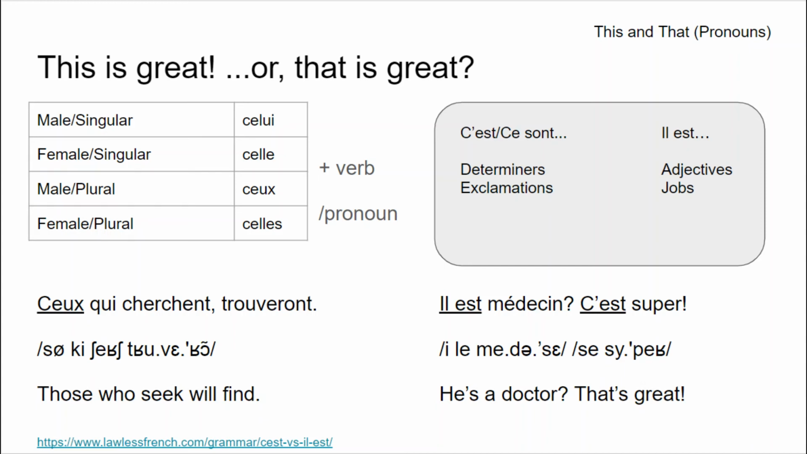On the right side, you can see that both c'est and il est both mean it is. If you're going to use c'est, a determiner and a noun should come next. It can also be used as an exclamation, like c'est super, or for something in general. For il est, you can use it with adjectives to describe a person, or for jobs, like il est médecin.